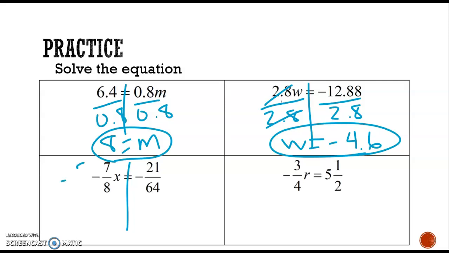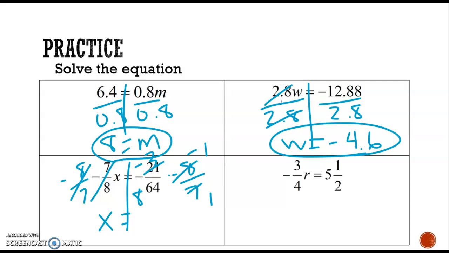Okay, the next one we have a multiplicative inverse question. So we are going to change this to negative 8 over 7. Negative 8 over 7. These cancel out. We have x equals. All right, so I'm going to simplify. So the 7 and the 21 can both divide by 7. So we have 1. And we have, actually there's a negative there, so we have negative 3. And then negative 8 and 64 can both divide by 8, so we have negative 1. And we have 64 divided by 8 is 8. So negative 3 times negative 1 in the numerator gives us 3. And then 8 times 1 gives us 8. So our answer is 3/8.